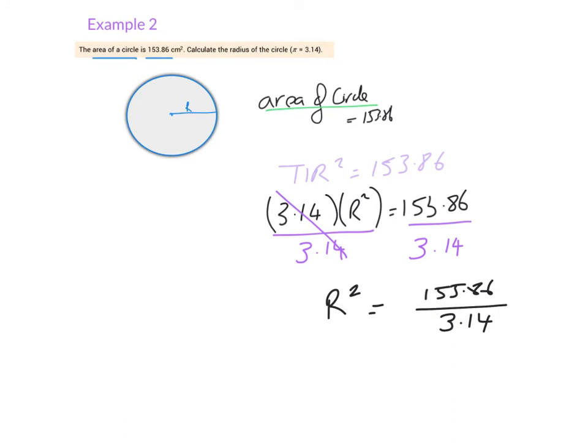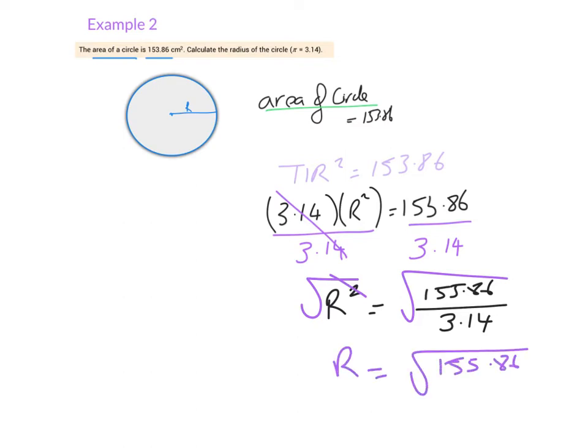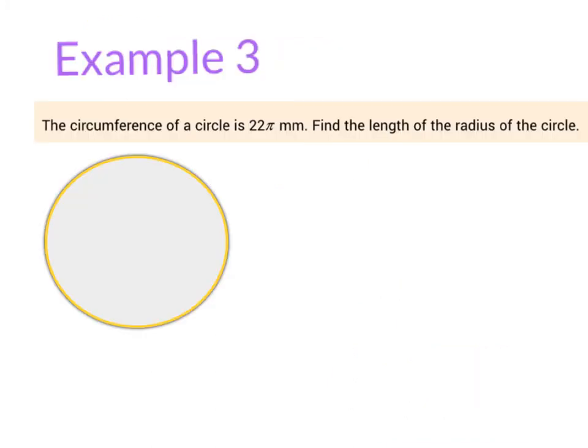So I just want to get r on one side, everything else on the other. So I'm going to square root both sides and they will cancel and I will get r is equal to the square root of 155.86 all over 3.14. And my final answer is r is equal to 7 centimeters. Okay, another nice easy one here.